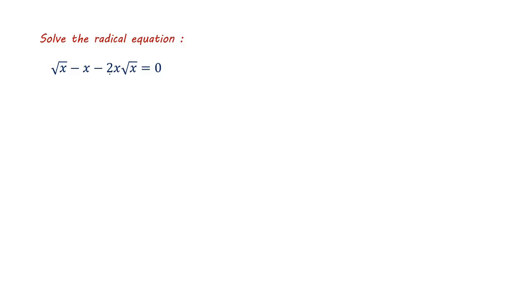Let us solve this problem in this video. Solve the radical equation: square root of x minus 2x square root of x is equal to 0.